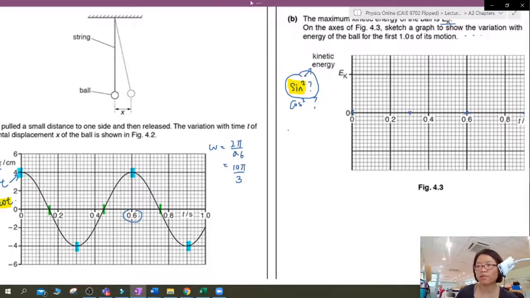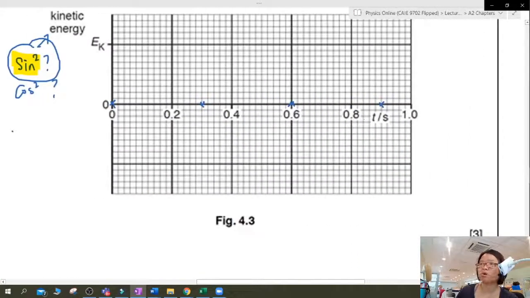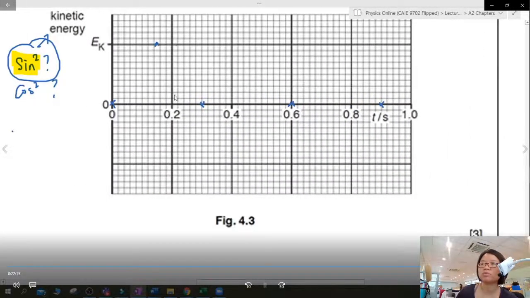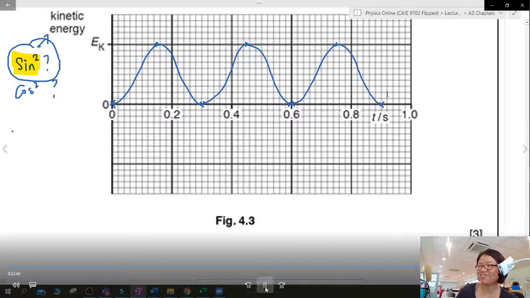Okay, all the green points where the graph is the steepest is where the kinetic energy is maximum. So I'm going to plot out all the green points. They're actually the midpoint between 0 and 0.3. That will be 0.15, 0.45, and 0.75. Okay, so now we can just smoothly join them in a sine square curve. Okay, so sketching out this graph will also give you 3 marks. Correct shape, correct values, correct cycle and correct period.